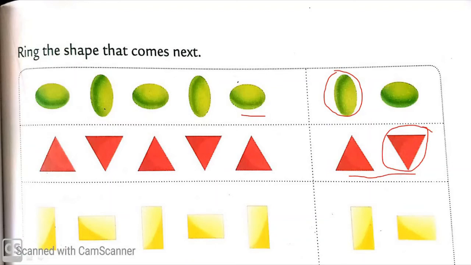Okay, now observe this pattern. Rectangle, square, rectangle, square, rectangle. What will come next among these two shapes? Yes, you are right. Square will come. Okay, move on to the next.